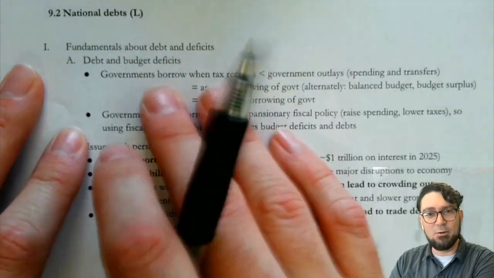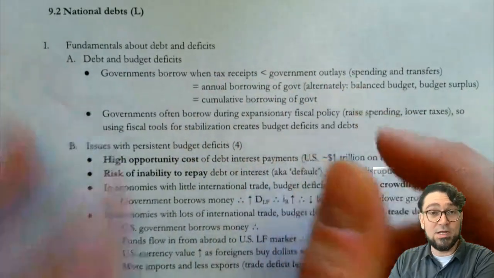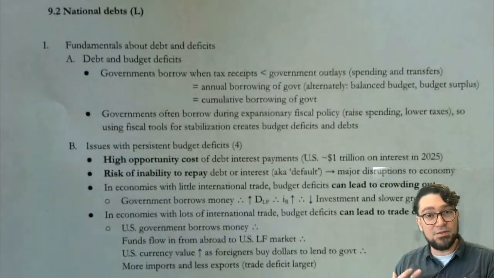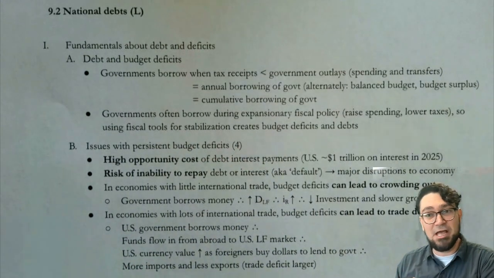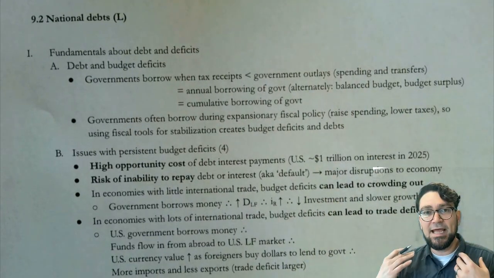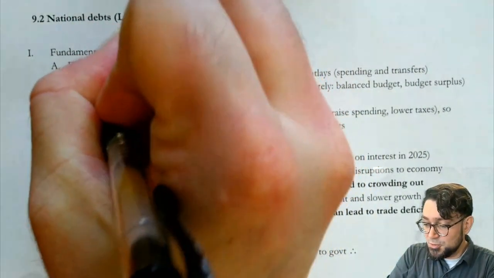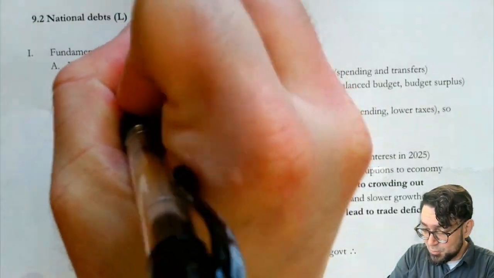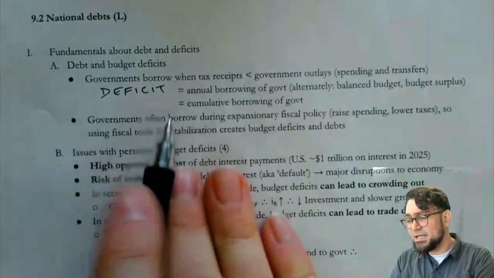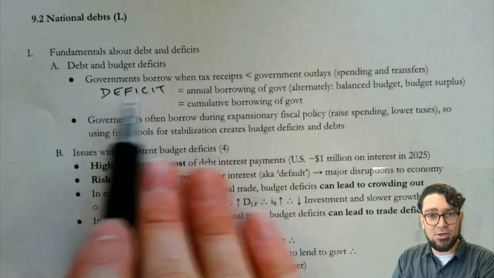Debt and deficits, like what are they? Governments will borrow when tax receipts, that's to say the amount of money that the government takes in, is less than what they spend, which they spend on spending and transfers. And in the United States and in many other countries, that's pretty common. That leads to what's called a deficit. Now, when they borrow money, the annual amount that they borrow is called the deficit.